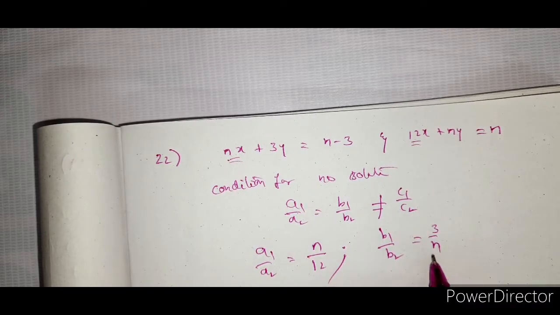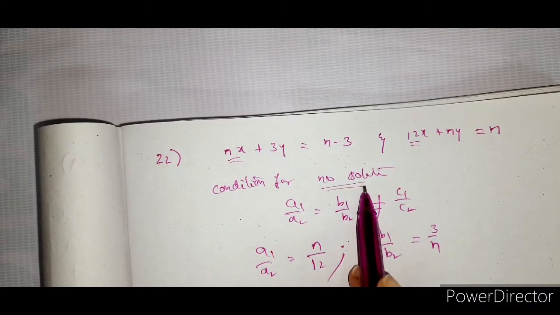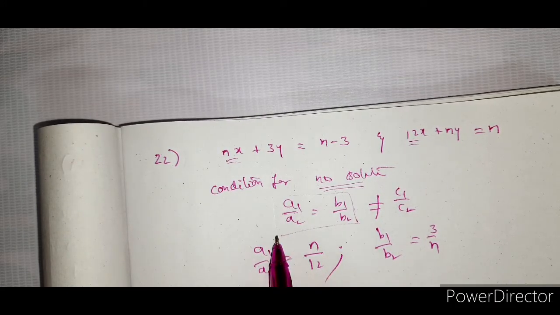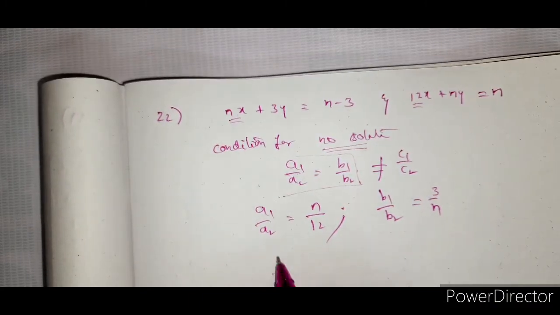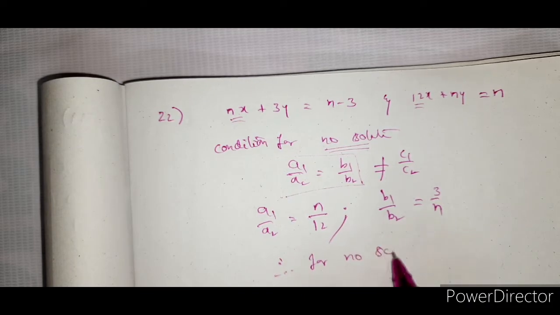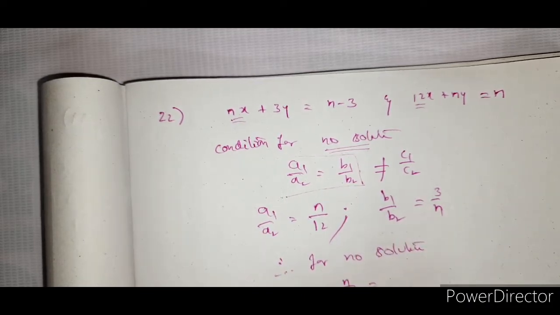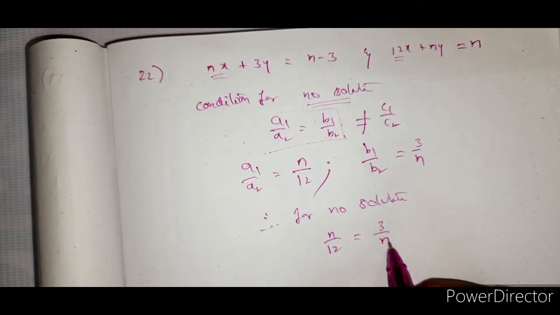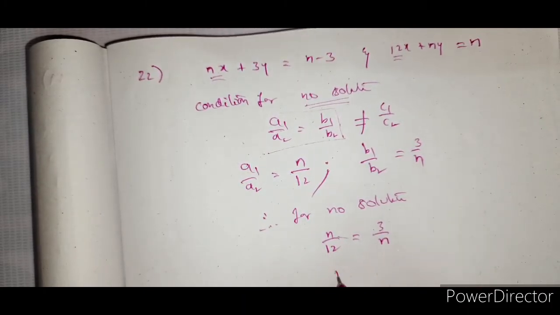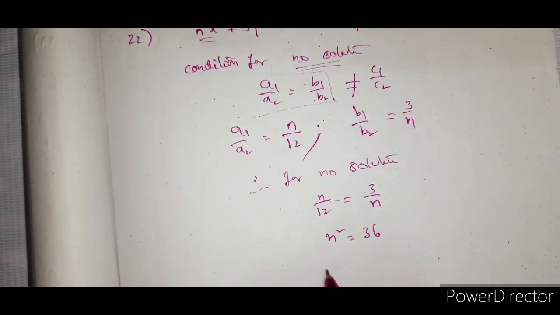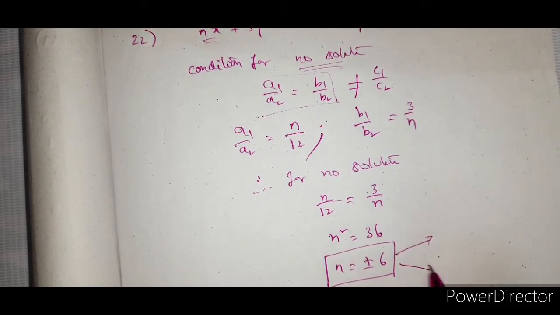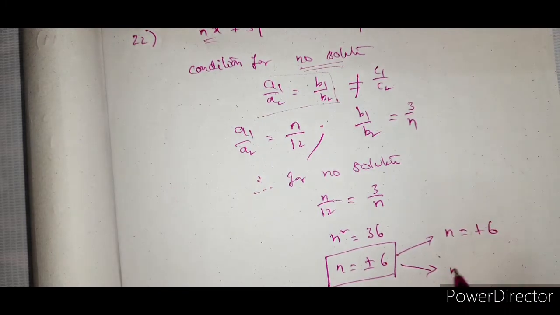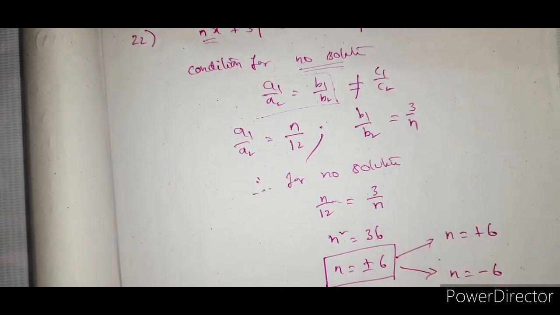Right? The condition only is saying that there should not be solutions. That means for no solutions this condition should be applied. Okay? So therefore for no solutions, n by 12 is equal to 3 by n. By cross multiplication you will get n square is equal to 36, or n is equal to plus or minus 6. So that means you have got two values of n. n is equal to plus 6, n is equal to minus 6. Now whether these two will satisfy the condition or not, that we have to see now.